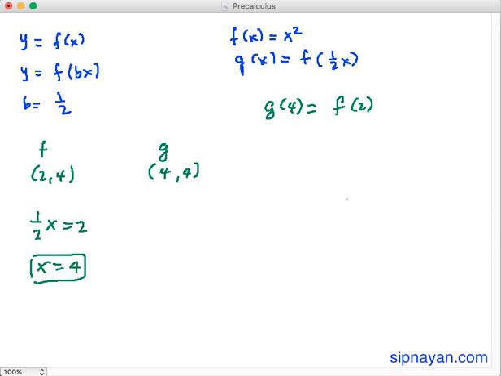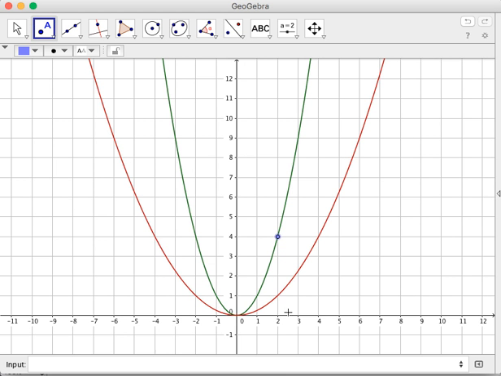Ano ibig sabihin niyan sa graph? Ano ba ang f of 2? Value ng function at x equals 2. 4 yan. Tapos, ano ang g of 4? Value ng function at x equals 4. Ito yun, di ba? Pareho sila ng value. They have the same value. 4 at x equals 2 doon sa function f at x equals 4 doon sa function na g. Okay, nakikita nyo yung relationship?